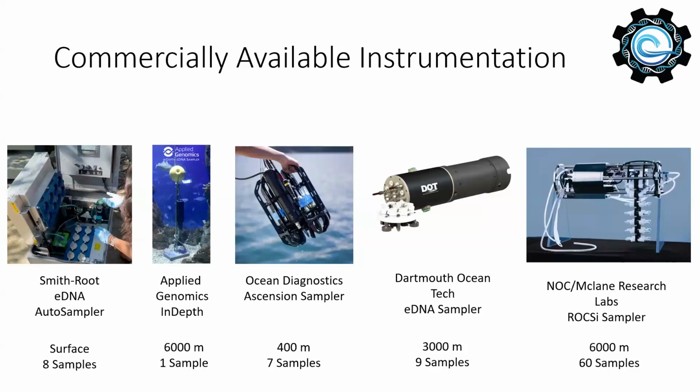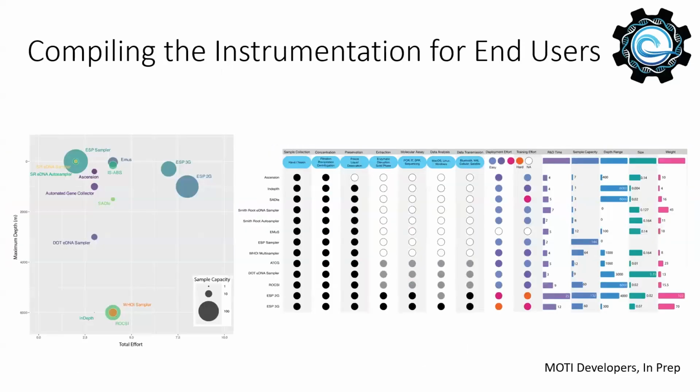And then I think Vince Sieben from Dartmouth Ocean Technologies is online watching this. He is developing the eDNA sampler, which is also commercially available, depth rated to 3,000 meters and collects 9 samples. And then one of the most promising instruments is the McLane NOC instrument, Roxy, which collects up to 60 samples and is depth rated to 6,000 meters. So that's just a quick overview of all the commercially available instruments.